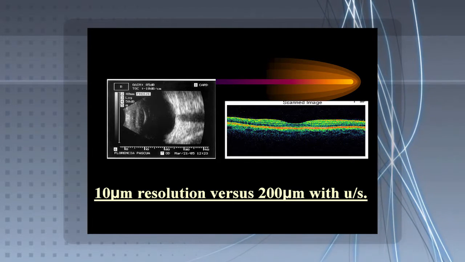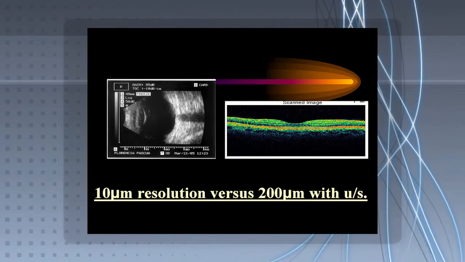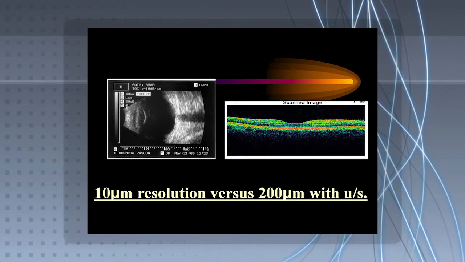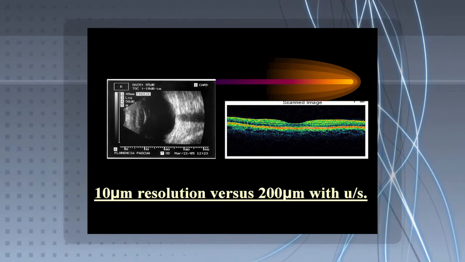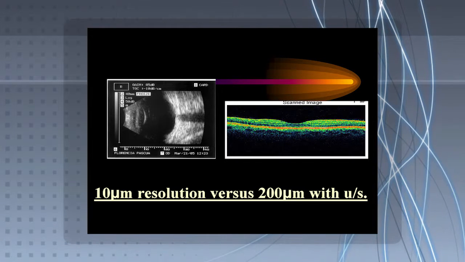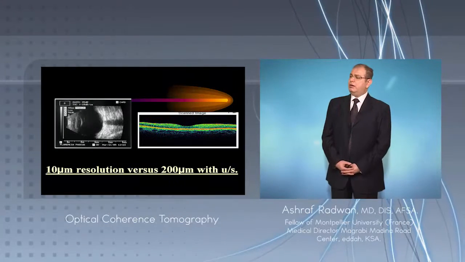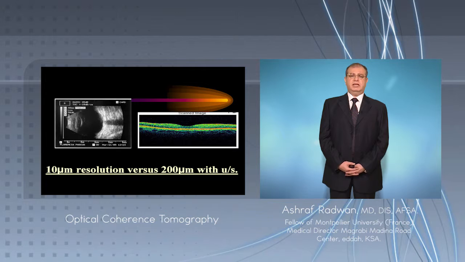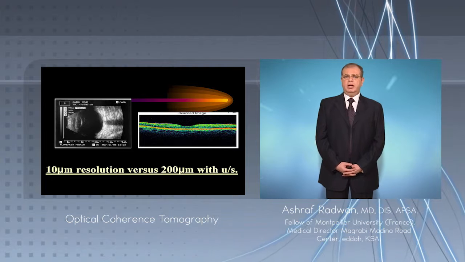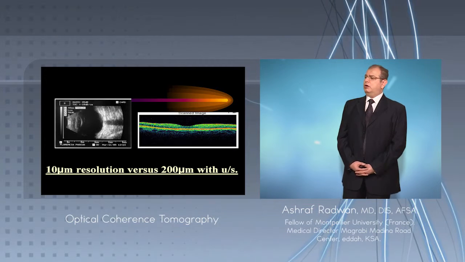Here is a comparison between an ultrasonic image and an image of OCT for the macula. We can see how the macula cannot be seen clearly with the ultrasound, while with the OCT we can take a 10 micrometer resolution compared to 200 with the ultrasound. So you can see the foveal depression, as in the image here, and the clear image of the macula, the 6 millimeters around the fovea all around, which cannot be seen very clearly in the ultrasonic picture, the B-scan on your left side.